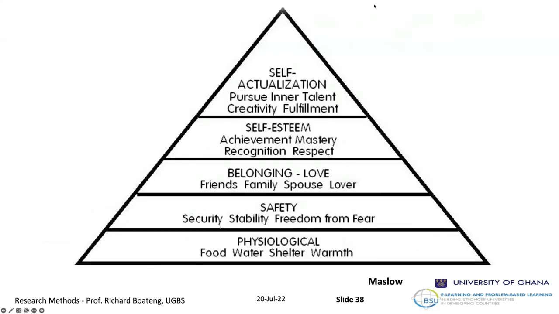So this is Maslow's hierarchy of needs. I think you know about it: physiological, safety, belonging, self-esteem, and self-actualization. So now that Madame has married, she's now at belonging, but because she's doing a PhD, she has moved to self-esteem, achieving mastery. So which will happen? She went here and then she came down.